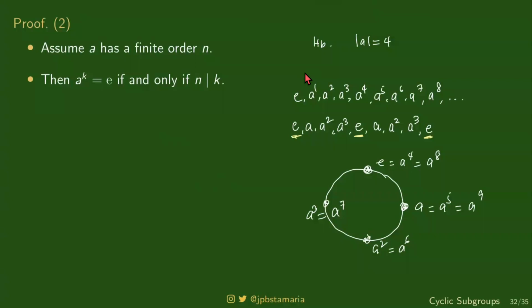Do you understand my diagram? Kaya nga cyclic subgroups yung mga ito eh. Okay? So bumabalik ka sa E every time you get a multiple of 4. Naintindihan nyo? So in short, ang a to the k ay babalik sa e if k is a multiple of n. Or in another language, n divides the integer k. Or k is a multiple of n. You can also read it that way.